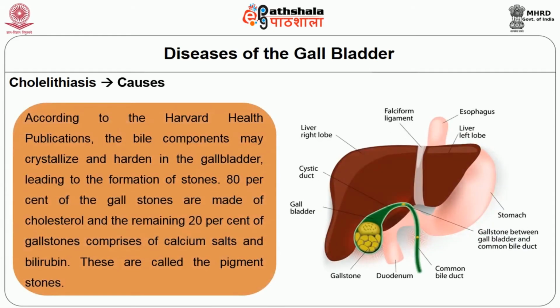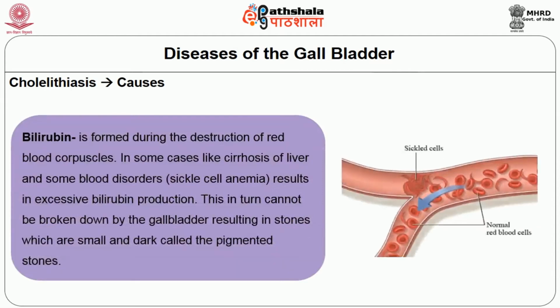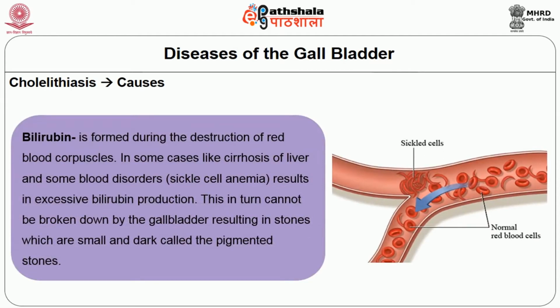According to the Harvard Health publications, the bile components may crystallize and harden in the gallbladder, leading to the formation of stones. 80% of gallstones are made of cholesterol, and the remaining 20% comprises calcium salts and bilirubin. These are called the pigment stones. Bilirubin is formed during the destruction of RBCs.